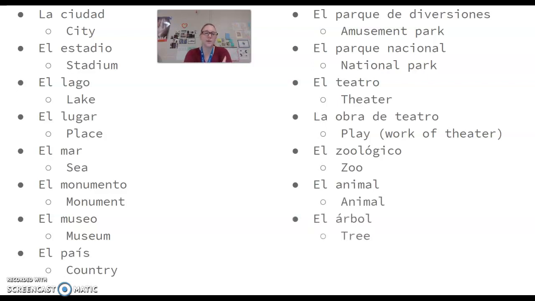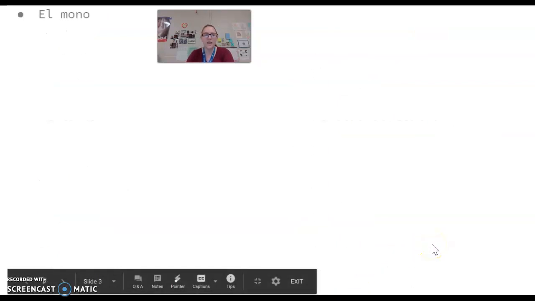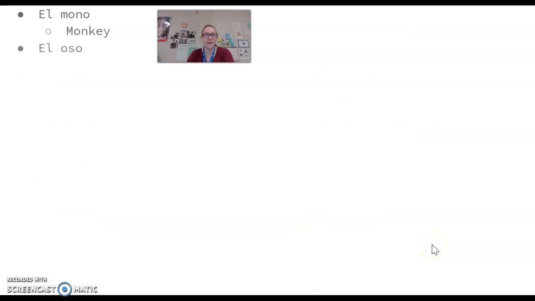And if you think about like Arbor Day or Arboretum, those are places. Arbor Day is a day to plant trees. An Arboretum is a place where they have a lot of trees. Okay. So that ARB is the Latin root for something that has to do with trees. La atracción, with two C's, so you do have to pronounce both. That is an attraction. El mono is a monkey. El oso is a bear, like Special Agent Oso, he was a bear. El pájaro, that is a bird.